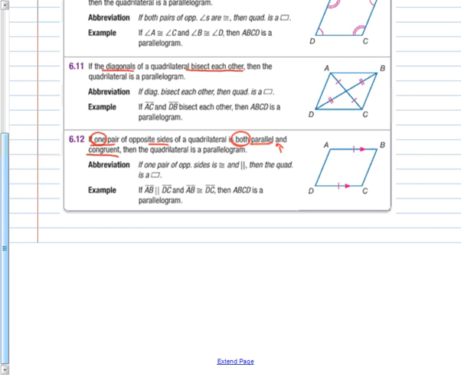So if I want to just use one pair of opposite things, I have to know two things about it, instead of having two pairs of opposite sides and knowing one thing about it. Maybe that can help you remember. So if I have one pair of opposite sides, I have to know two things. They need to be congruent to each other, and they need to be parallel to each other, and then that's enough to say, hey, I have a parallelogram.